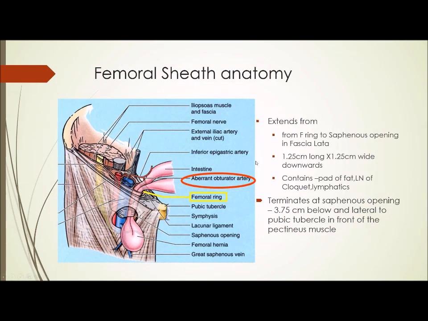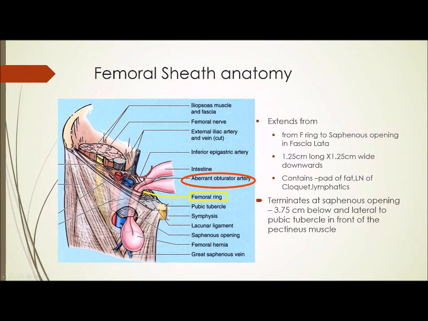Now it extends. It's a very small path, 1.25 into 1.25 centimeters. That's the whole of the femoral sheath that you're talking about, through which the femoral hernia is going to pass. This is basically entering from the ring and exiting at the saphenous opening in the fascia lata. And you know the saphenous opening is about 1.5 inches below and lateral to the pubic tubercle. So 1.5 inches below and lateral to the pubic tubercle. So that's the area from which it exits.